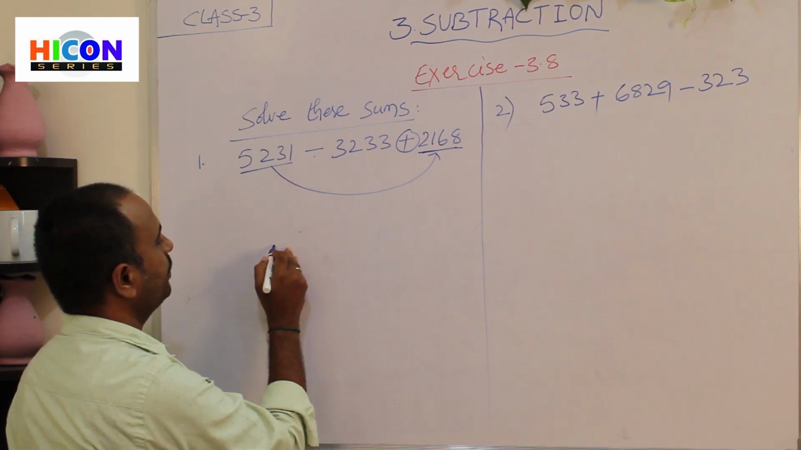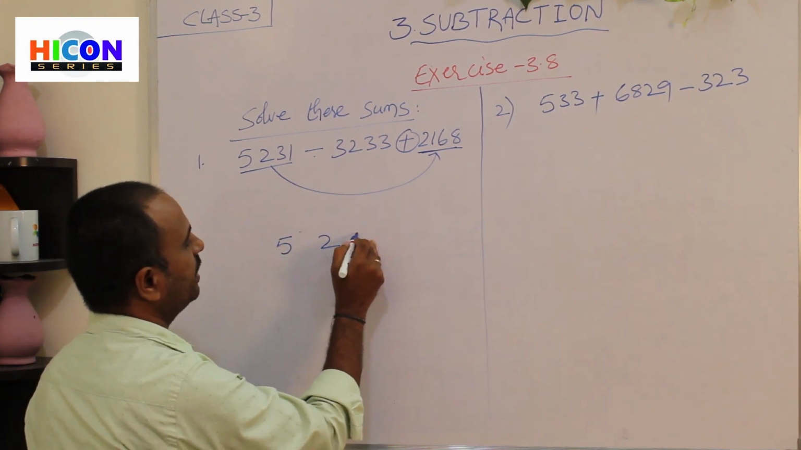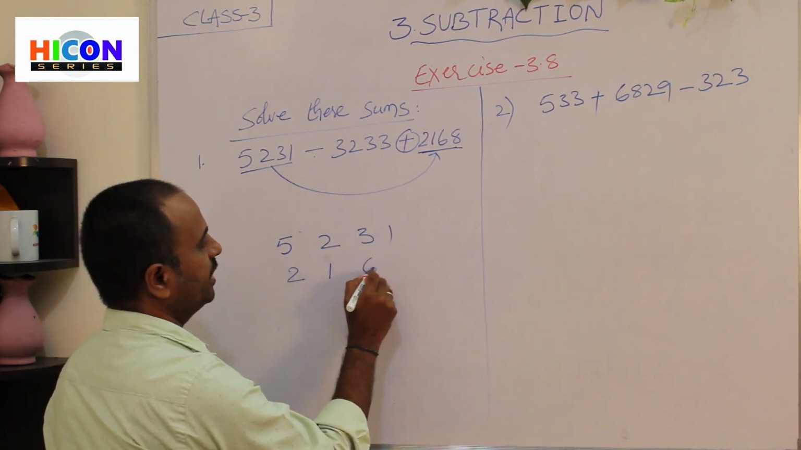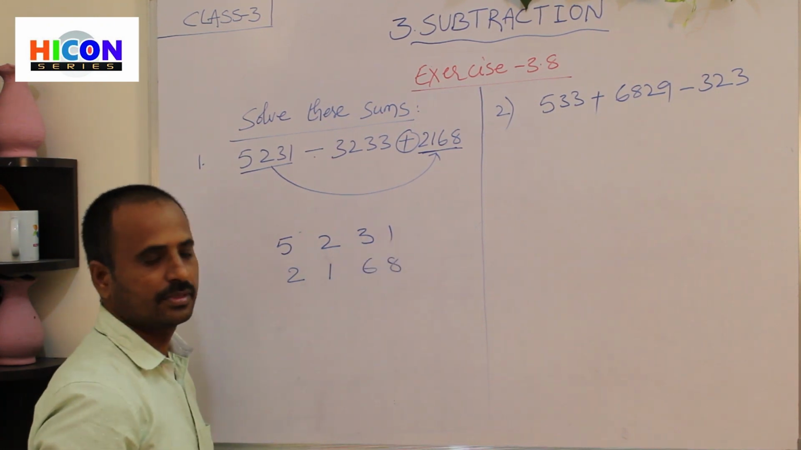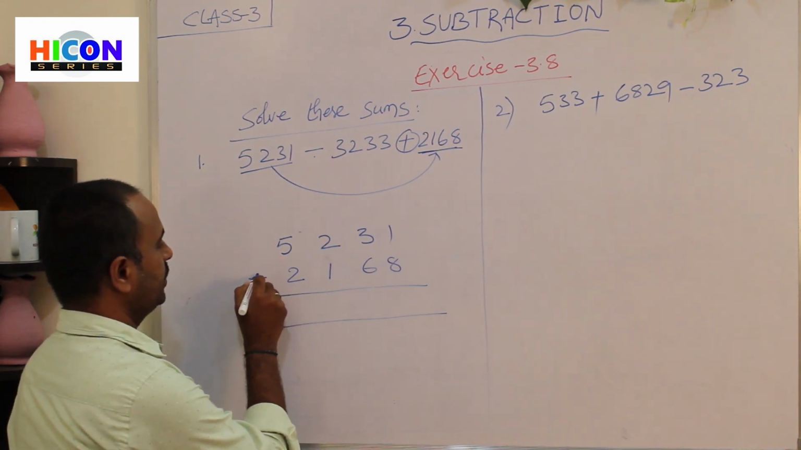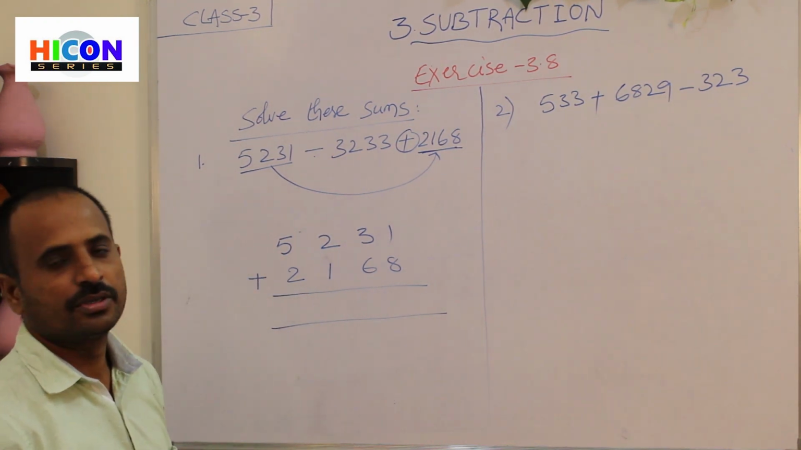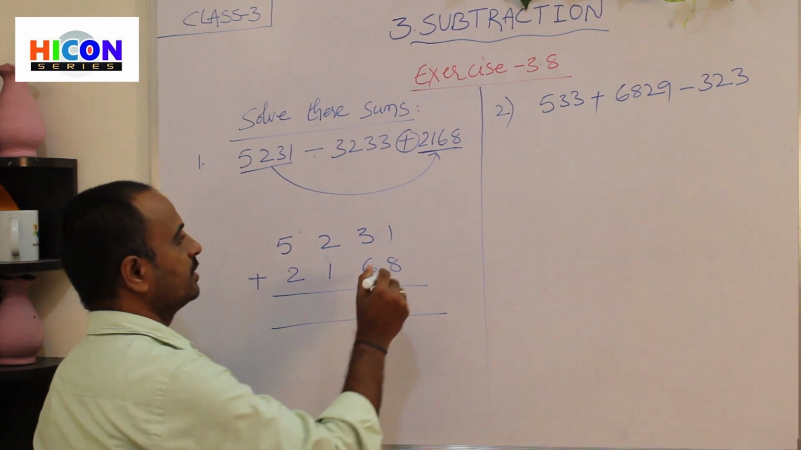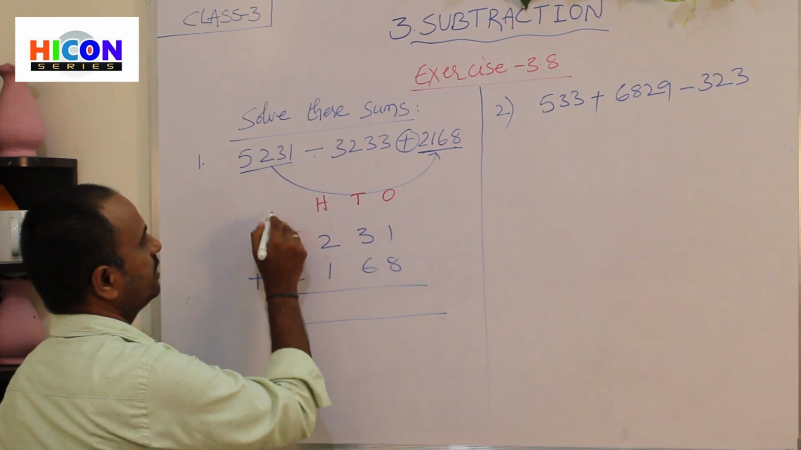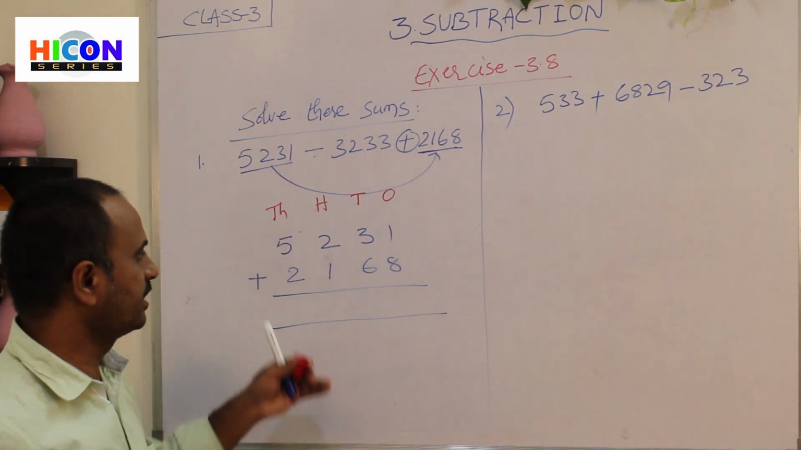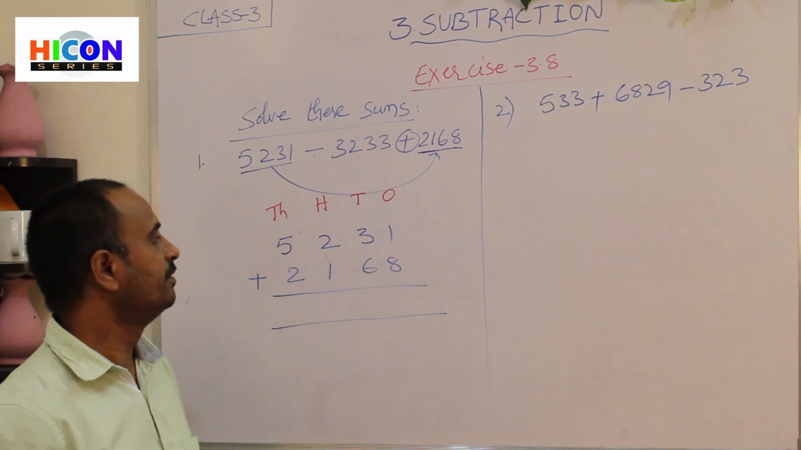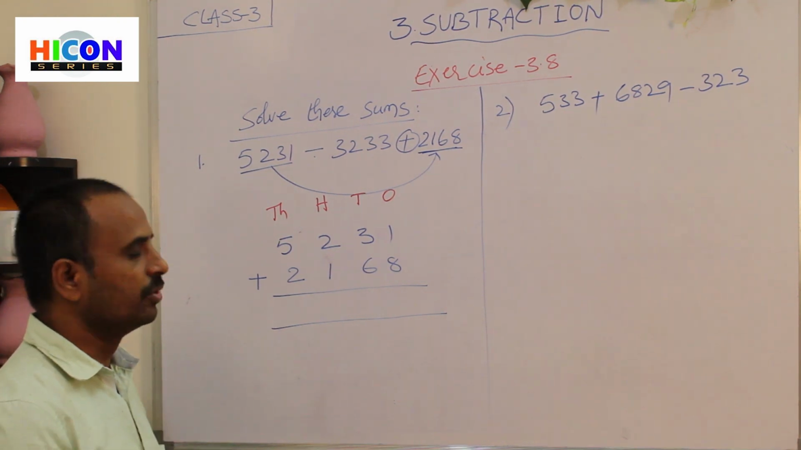So write these numbers first, one below the other. That is, the first number is 5231 and the second one is 2168. So now do the addition. So children, do the addition. So here keep the symbol plus. Plus means addition. So also write the places. So that is, these are in ones place, these are in tens, these are in hundreds place, and these are in thousands place. So while writing the numbers one below the other, we should arrange the digits at their corresponding places. We should not change the places. So now do the addition.